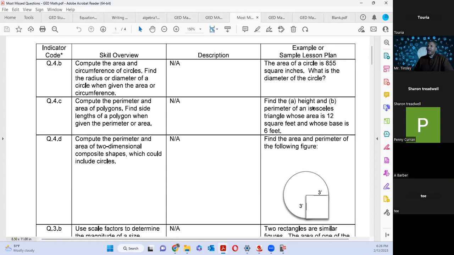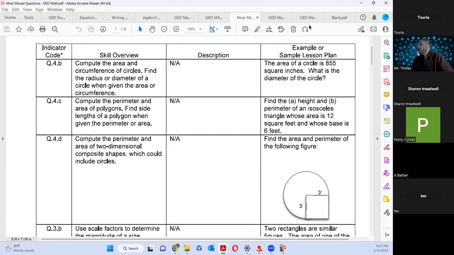But this one, it says find the height and perimeter of an isosceles triangle whose area is 12 square feet and whose base is 6. What? Like, who knows how to answer that question? That seems like a very, I mean, I don't know. Is it me, or does that seem very difficult? First of all, does anybody know what an isosceles triangle is? You got 3 different sides, I believe, if that's correct. I'm not sure.